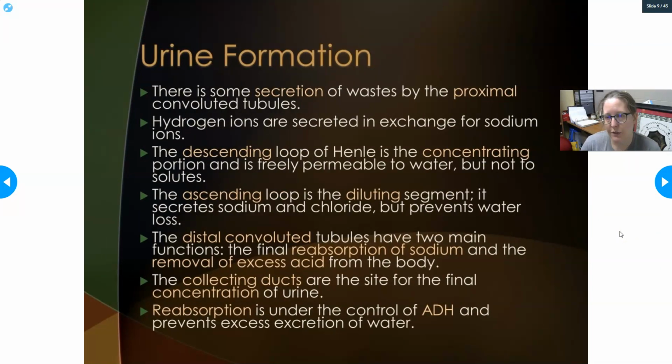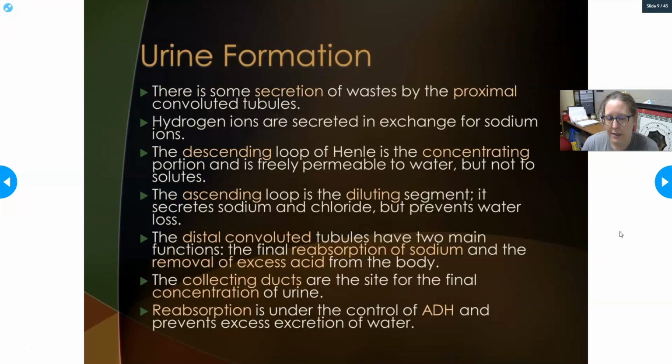There's also some secretion of waste by the proximal convoluted tubules. Hydrogen ions are excreted in exchange for some sodium. And then we have the descending loop of Henle, the concentrating portion, freely permeable to water but not to solutes. And then you have the ascending loop. It's the diluting segment. It secretes sodium and chlorine but prevents water loss.